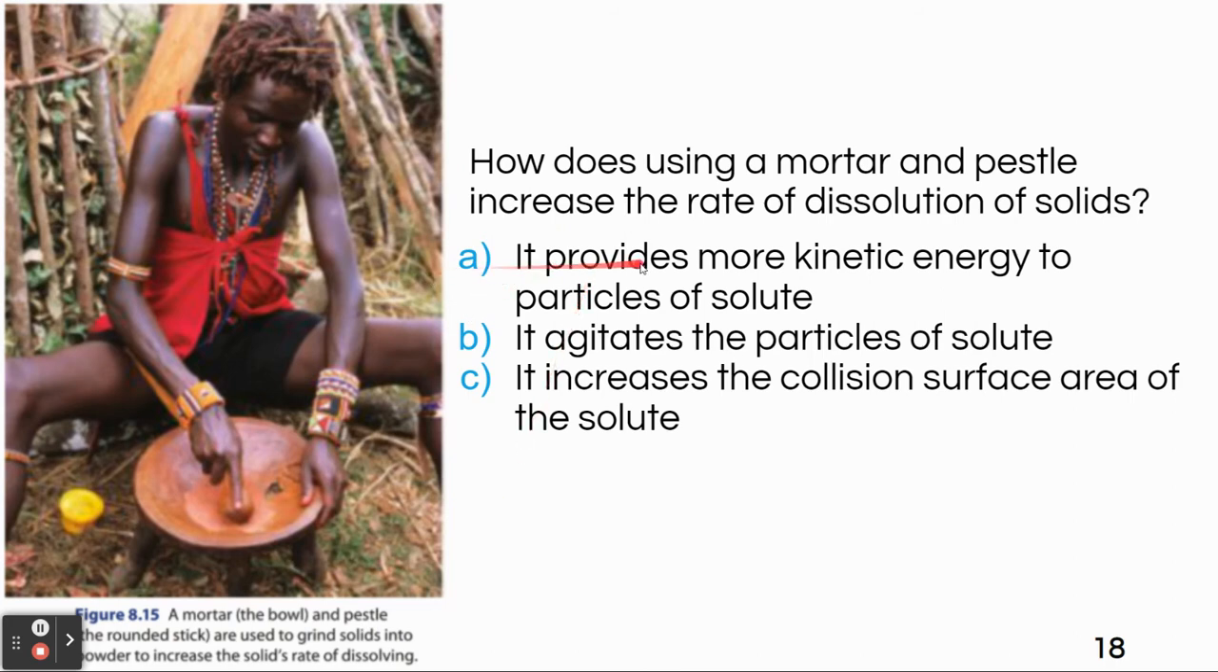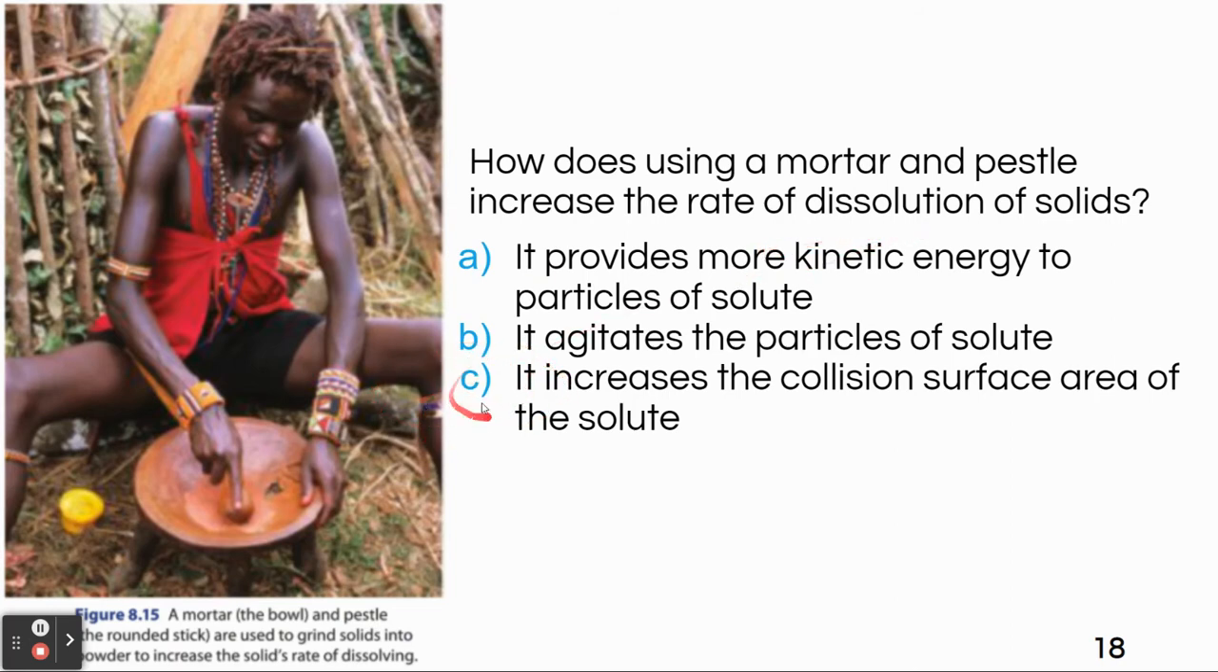So A, it provides more kinetic energy to particles of solute. B, it agitates the particles of solute. Or C, it increases the collision surface area of the solute. So we're crushing the solute here into a fine powder. What is that doing to increase the rate of dissolution?